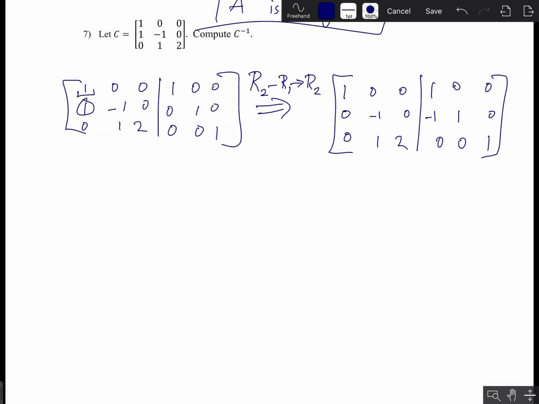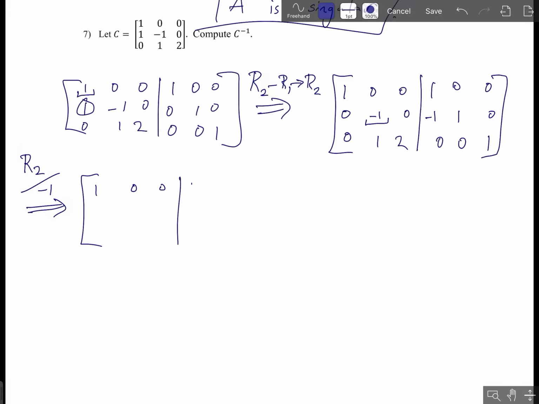Okay, so remember, we're working on reducing this left side matrix to the identity matrix. We now have something pretty close to what we want. The new problem is that this entry is not a 1, but we can pretty easily fix that by just taking that middle row, which is row 2, and dividing it by a negative 1. So I'm just going to flip the sign of everything in that middle row. We'll get a 1, 0, 0, 1, 0, 0. And then flipping the sign of the middle row, I'll get this. And the bottom row didn't change again.